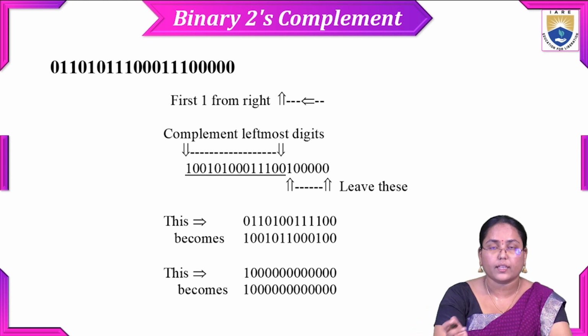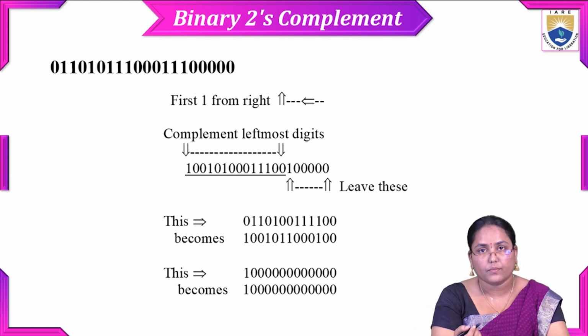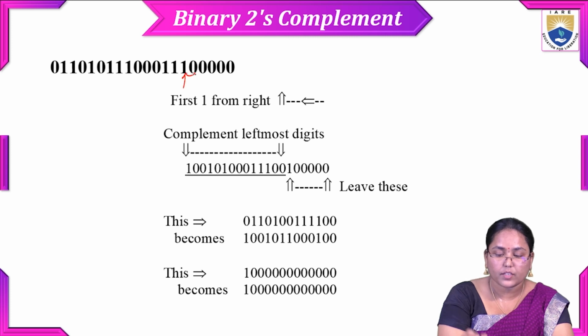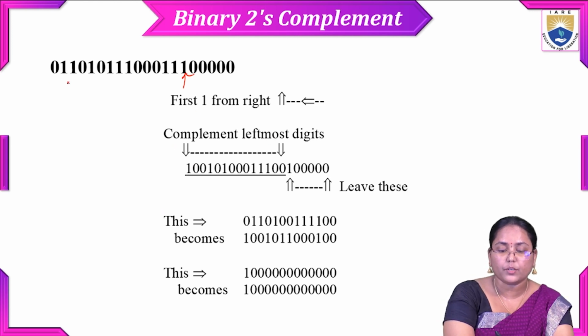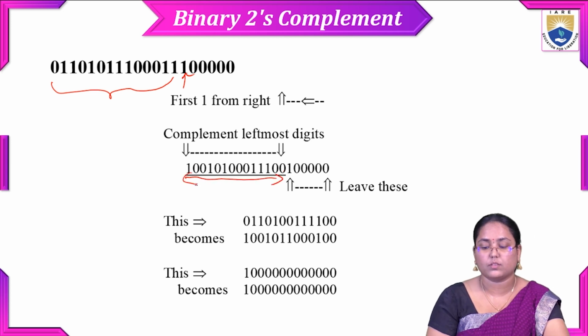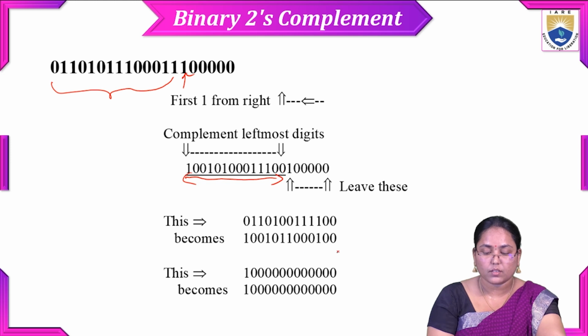Here is another example. To perform the 2's complement, the first 1 from the right is this one. After getting this, what I need to do is complement the leftmost digits to this one. That is, what are the leftmost digits, these things. I'll complement this. Instead of 1, 0, 1, 0, 0, 1, like that, I need to complement all these numbers. That's it. This becomes in this way.